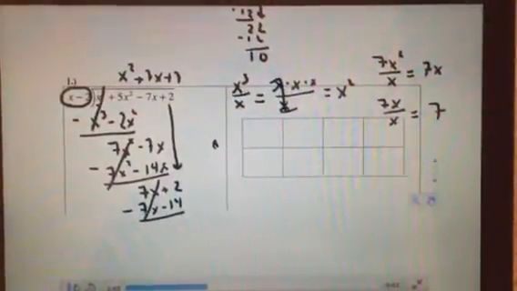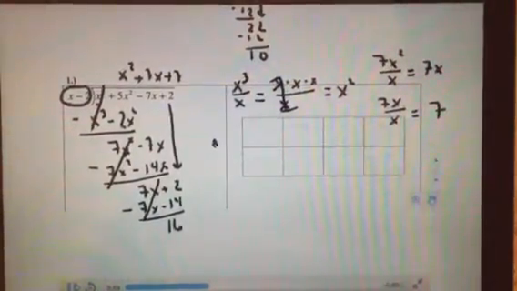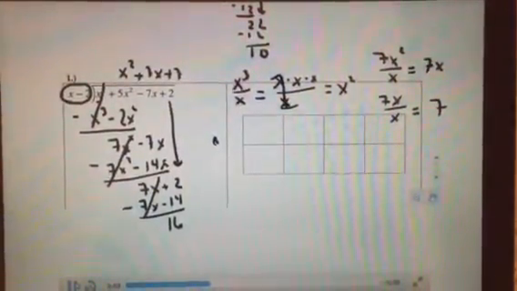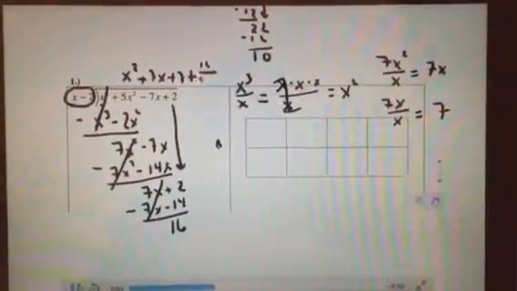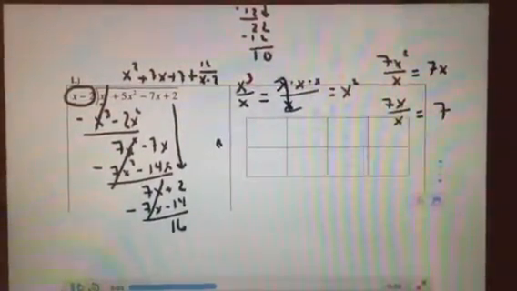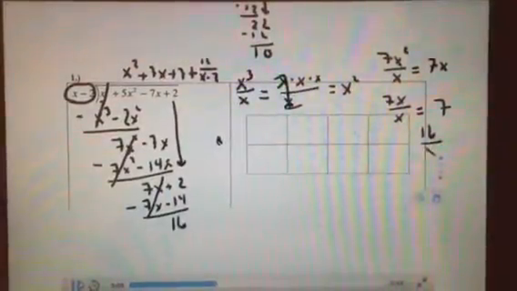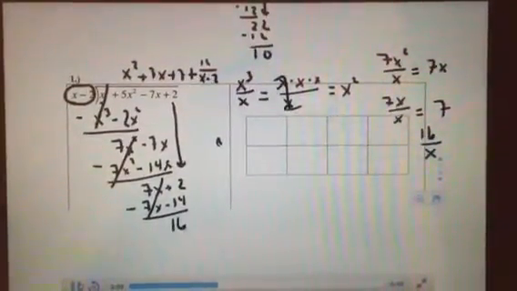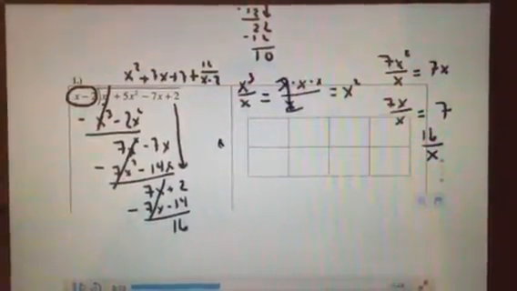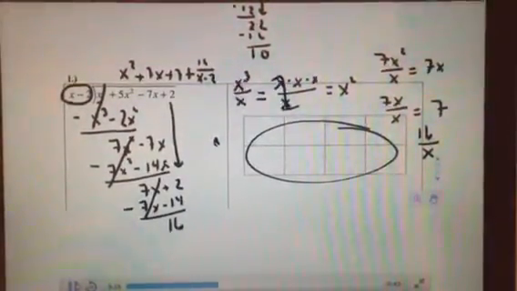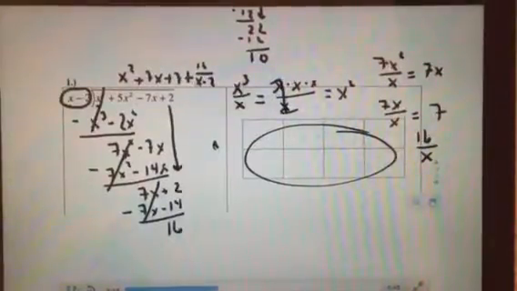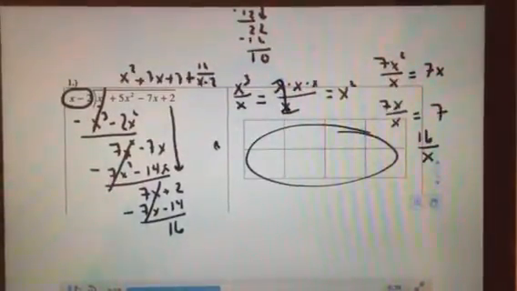2 take away negative 14 is positive 16. So there's my remainder. So I put plus 16 over x minus 2. I know because 16 divided by x doesn't have a whole value solution. So that's how I knew I was at my remainder. Please leave this box blank for now. After you've tried a couple with polynomial long division, we're going to come back and take a look at a secondary method.